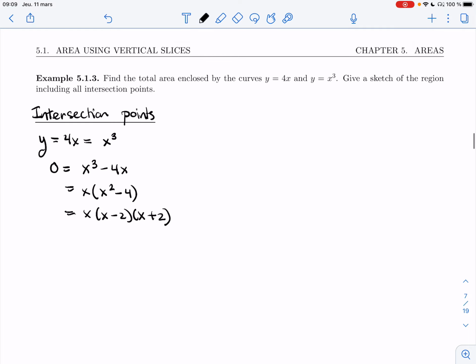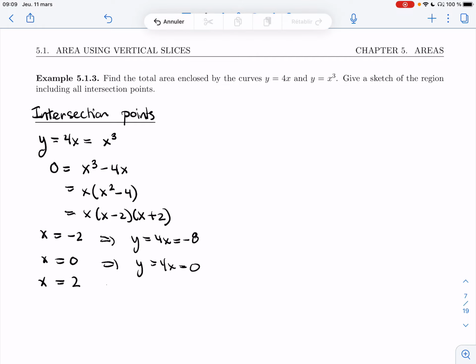I get 3 intersection points. I'm going to put them from left to right. I have -2, 0, and 2. Let's find the y values. So at -2, y is 4x, it's -8. You can use either curve to find the y value. I'm just going to use this one because it's the simplest.